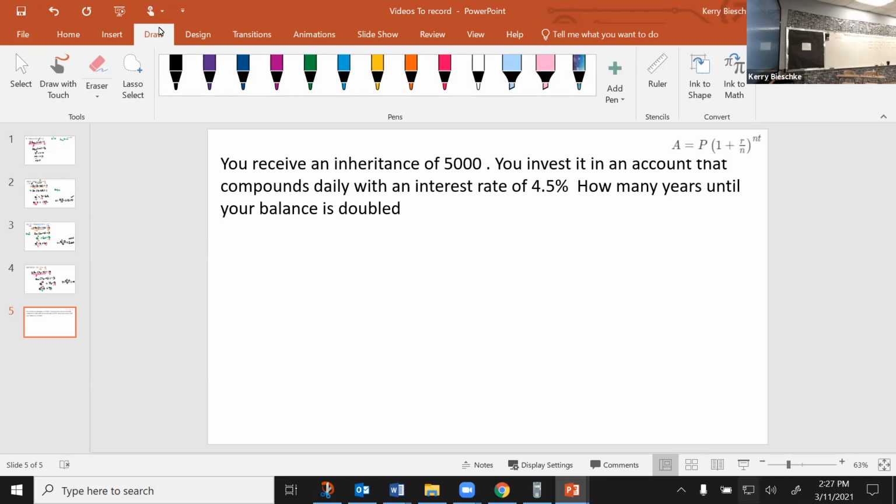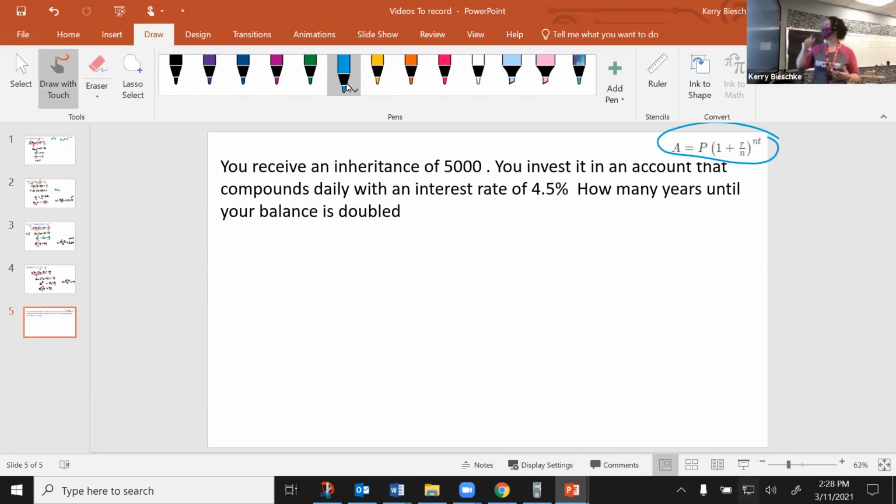And we're gonna put it in an investment account that compounds daily. So this one's different than the one in the homework, but it's very, very similar. And we're still gonna use that formula like we found in the previous question. This guy right here, our compound interest formula. So what we're gonna do is fill in what we know.